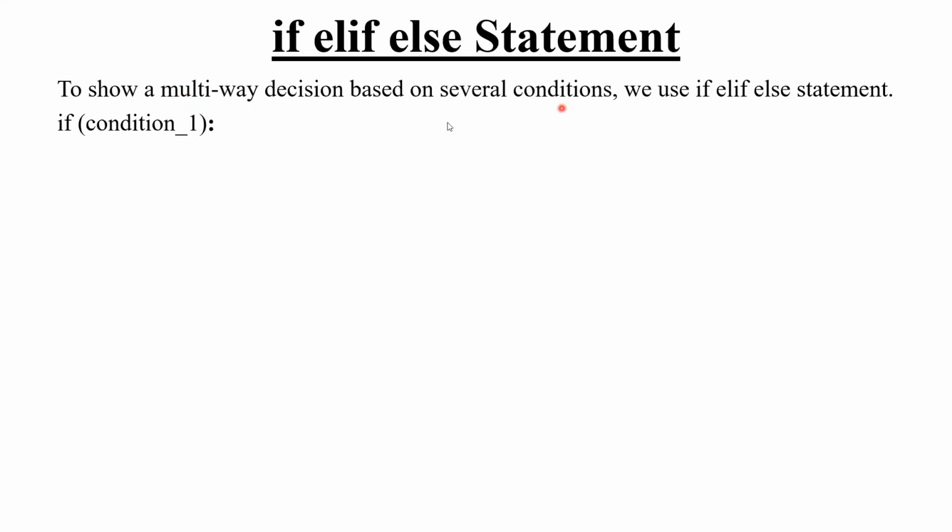Now please observe here. You can see very clearly that to show a multi-way decision based on several conditions, we use the if-else-if-else statement. So what is this multi-way decision? It is nothing but: if I take any decision, it will execute that particular statement, otherwise it will go and search for another statement like that.